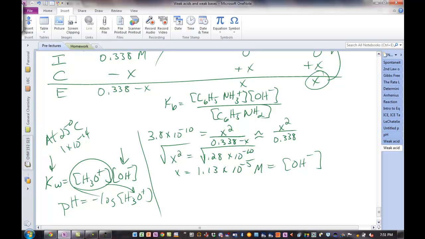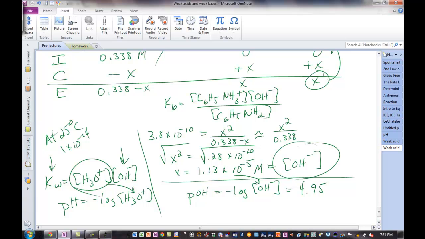Okay, and there you go, not so bad. So we have one extra step compared to weak acid. We have to get from hydroxide to hydronium before we can calculate the pH. Now let me show you the second method. Students tend to prefer this method. We can calculate pOH. Take your hydroxide concentration, take the negative log of that, and we're going to get 4.95. That's not pH because we used hydroxide, it's pOH.